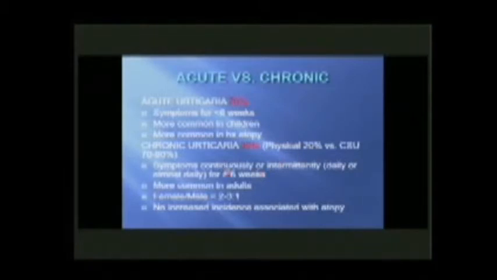Usually chronic urticaria is described as continuous or intermittent lesions. Typically they occur daily for longer than 6 weeks. This condition is more common in adults, and there's a female preponderance, almost 2 to 3 to 1, so it's more commonly seen in women. There's usually no history of allergies in patients who present with chronic urticaria.